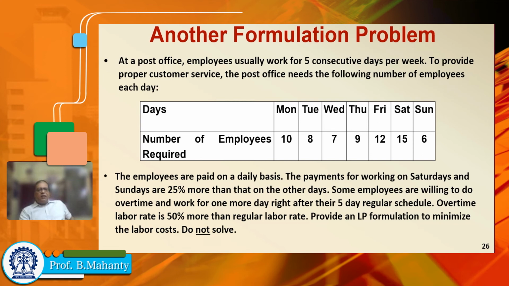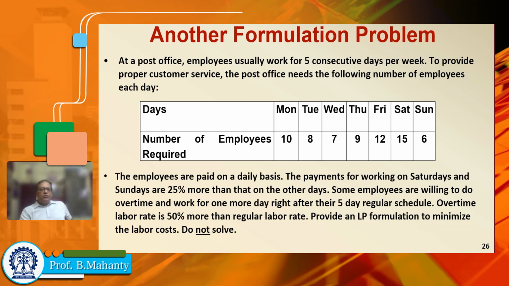Now the employees are paid on a daily basis. The payment for working on Saturday and Sunday is 25% more than on the other days. So if you work on Saturdays or Sundays, then you get more pay. How much more pay? 25% more pay. Now some employees are willing to do overtime and work for one more day after their 5-day regular service. And the overtime labor rate is 50% more than the regular labor rate.